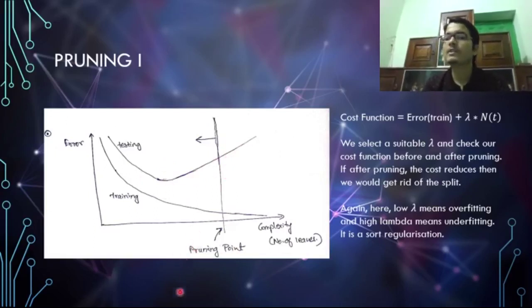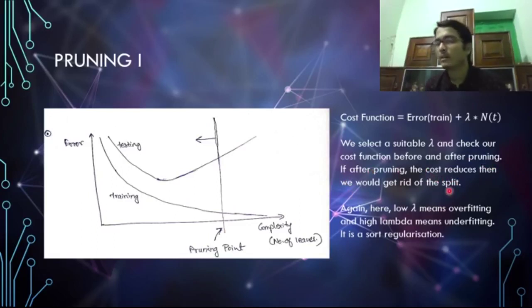Our cost function after pruning will give us error of train plus lambda times n of t. This n of t signifies the number of leaf nodes in our decision tree, and that is basically a measure of how complex our decision tree is. We select a suitable lambda and check our cost function before and after pruning. If after pruning the cost reduces, then we get rid of the split.